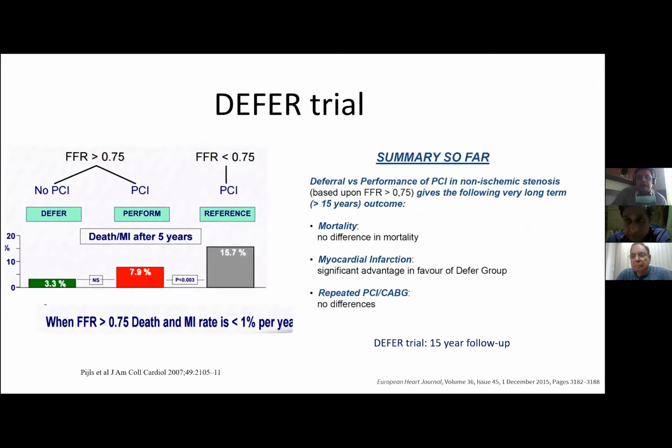The DEFER trial, again one of the other trials pivotal to the establishment of FFR as the gold standard, tested a strategy where, when you have an FFR of more than 0.75, patients were randomized into a DEFER group.